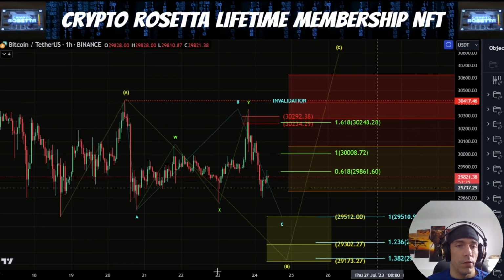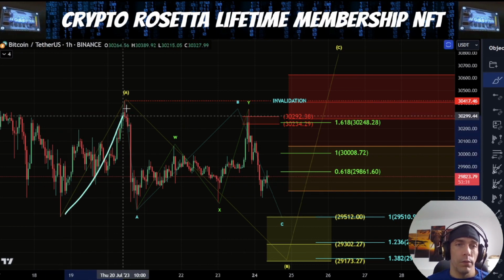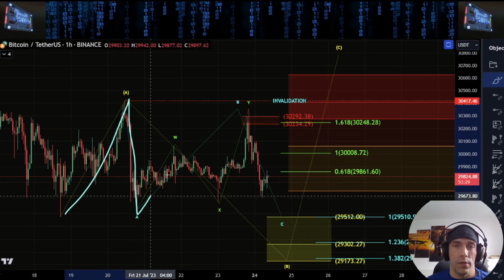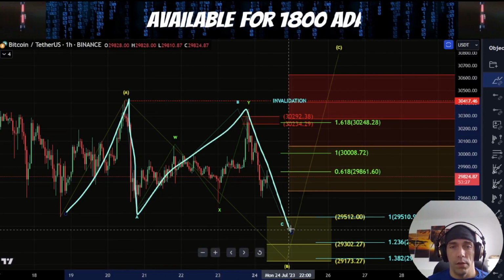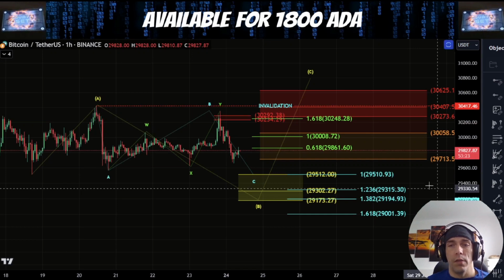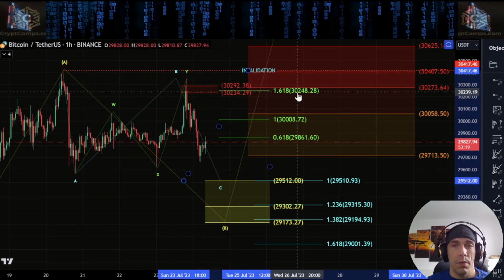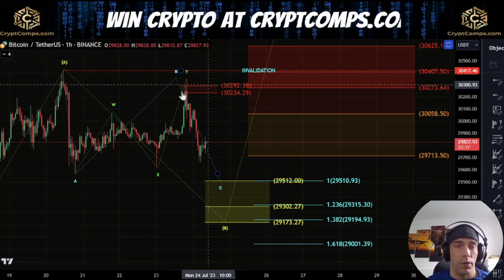So it is starting to form quite nicely here, looking at this as a flat, looking for this as an A wave. We need to see this as A, B, and C to the downside to confirm, and then looking for a C wave back to the upside. Now, if we're looking at this in this way, we can see that we actually came up to that 1.618 we were talking about yesterday.